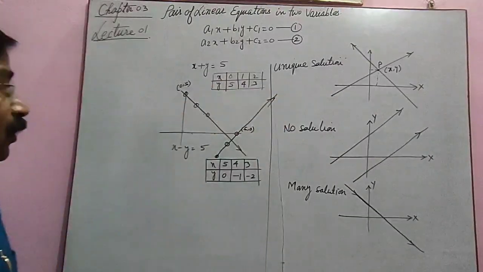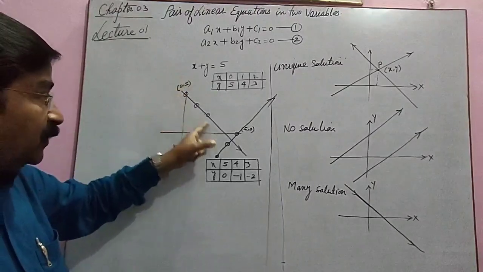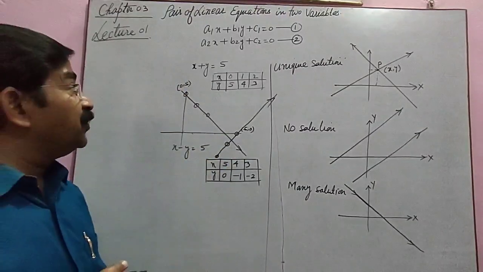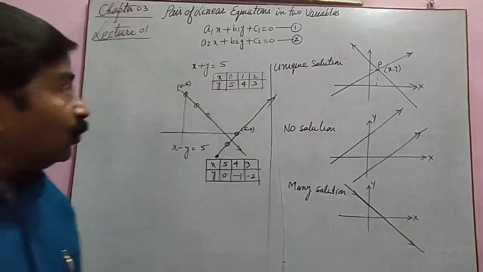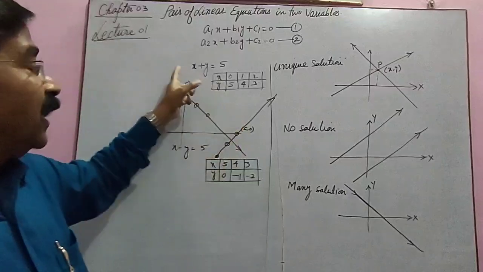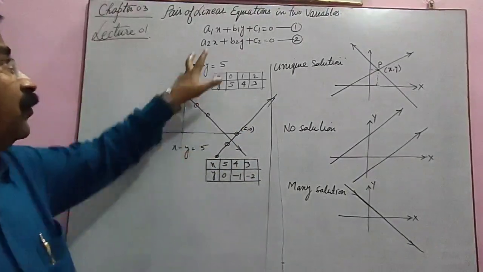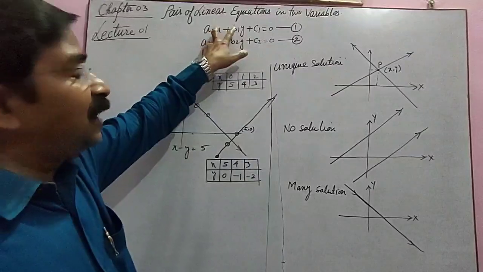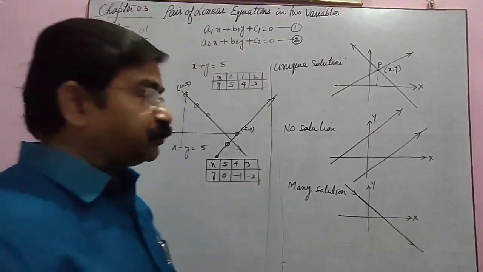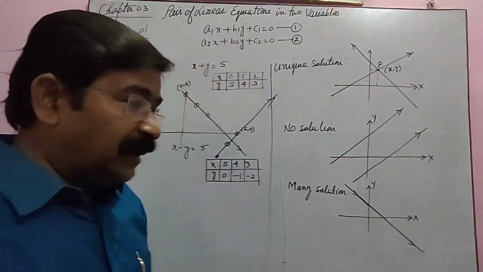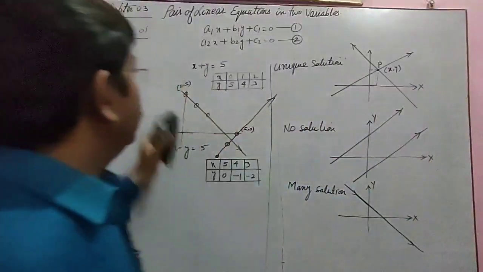So what I told is that the direction of the line depends on the coefficients of x and y. So before starting the algebraic system, keep in mind the coefficients of x and y are responsible for the direction of the line. Now let's see how it is proved algebraically.